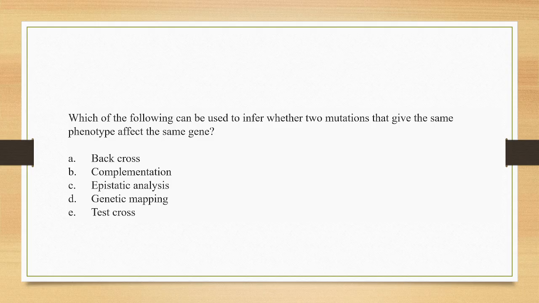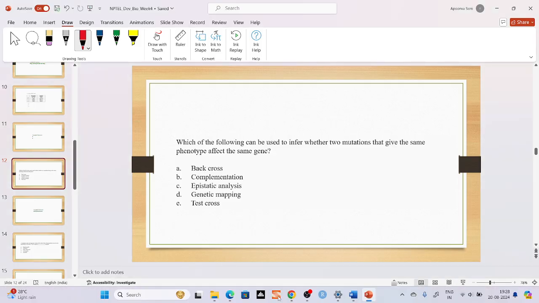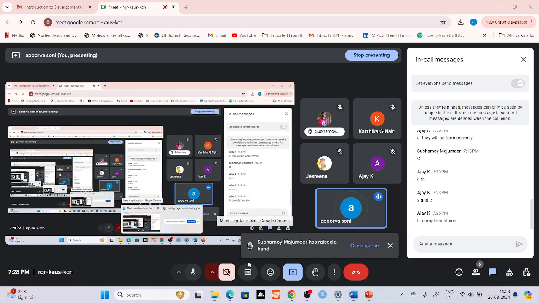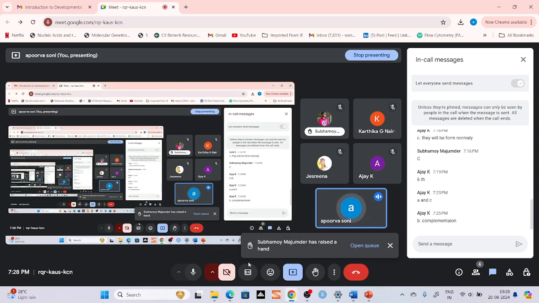Okay, now I am switching the screen. Okay, so the correct answer is B, complementation.